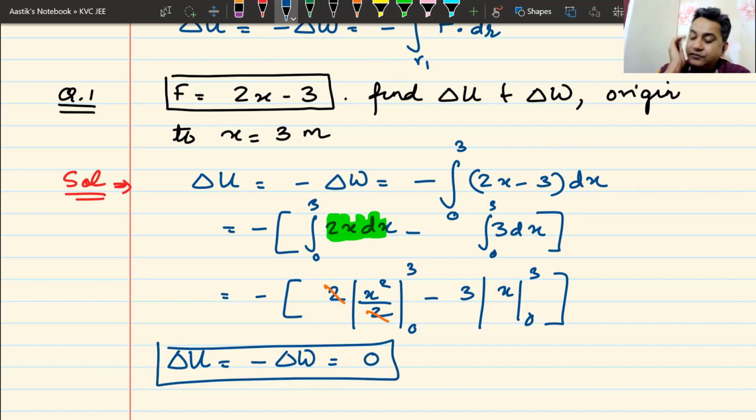Has anyone got this answer? Well done, beta. Well done. So that is the answer that we are looking at. Work done is also 0. Change in potential energy is also 0. It's a 1-dimensional force, and we have calculated the work done in the most simple way.